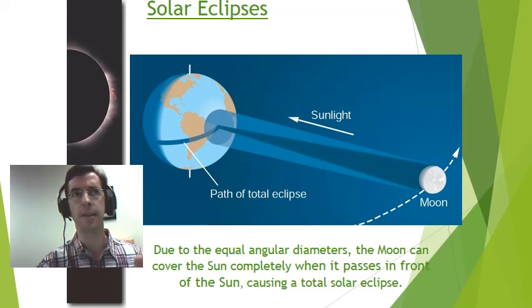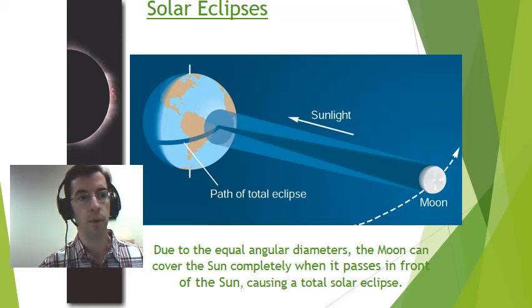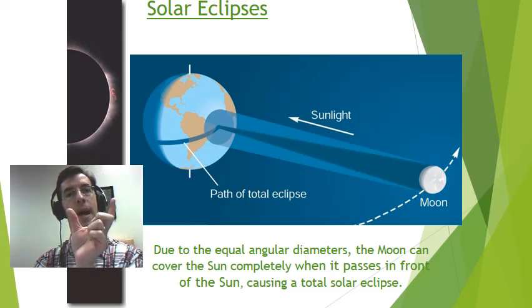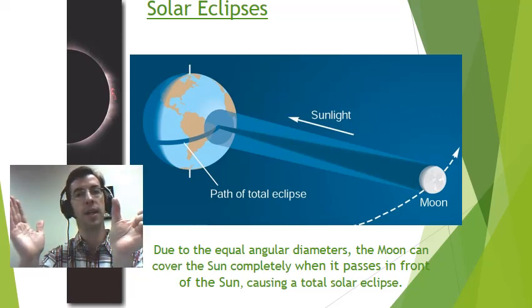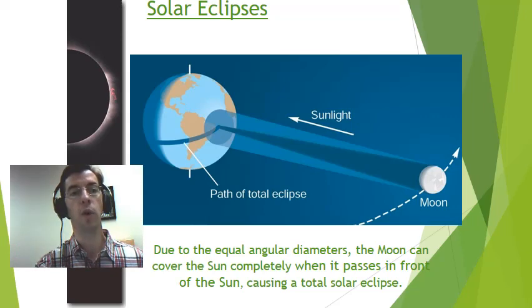How does the size of the Earth compare to the size of the moon? These are some numbers that I threw out in Module 1. The moon is about 2,000 miles in diameter. The Earth is about 8,000 miles in diameter. The moon is about 1/4 the size of the Earth.